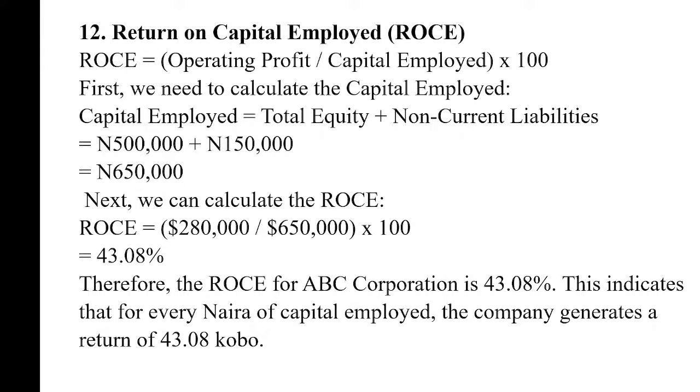So look at the capital employed. Capital employed is equal to total equity plus non-current liabilities. It can also be equal to total assets minus current liabilities. That's another way. Total equity plus non-current liabilities is capital employed, or total assets minus current liabilities. So that will give you capital employed.